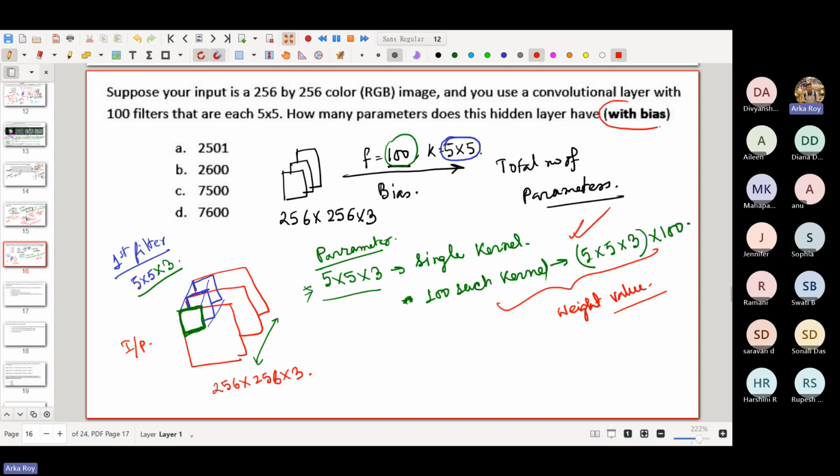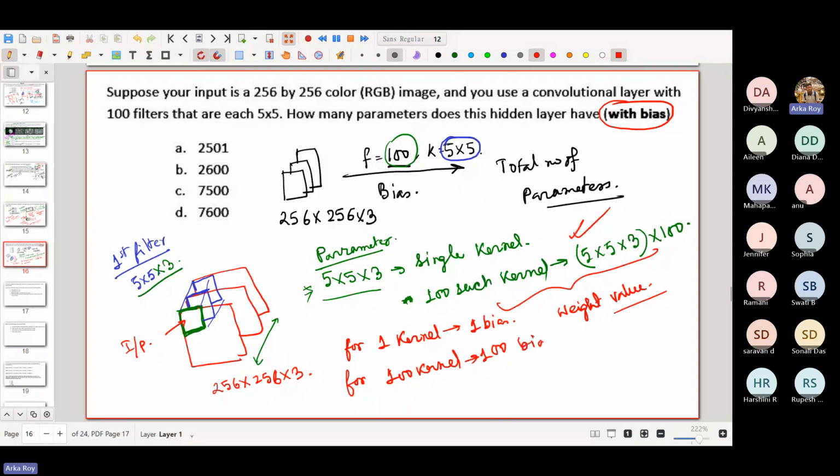Now they have said that you need to consider bias as well. For each of these convolutional kernels, you will have a single bias. That means for one kernel, we'll have one bias. For 100 kernels, how many biases you'll have? 100.